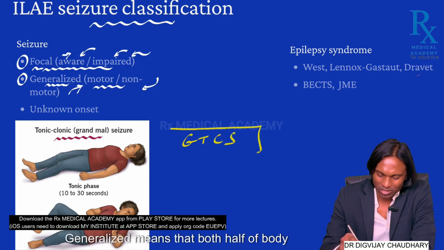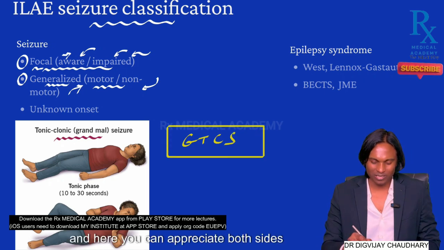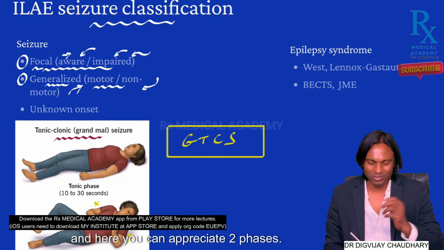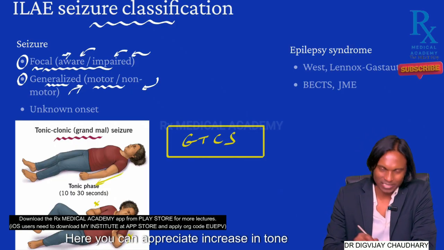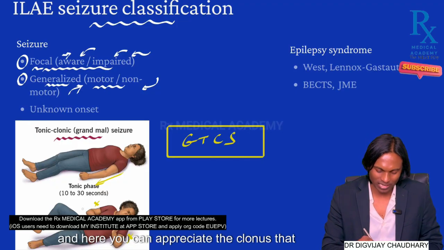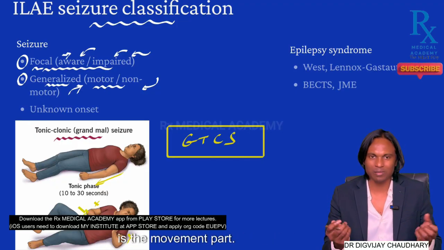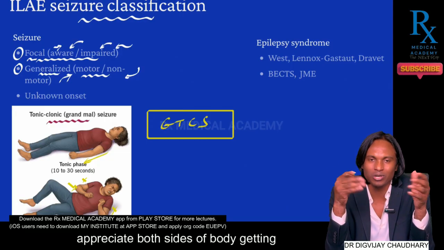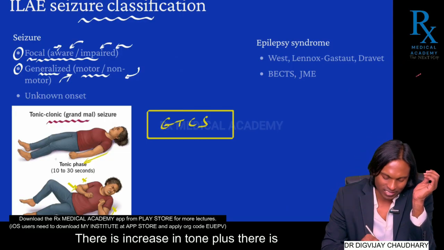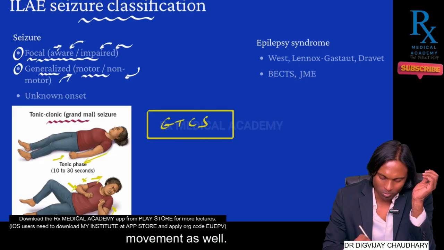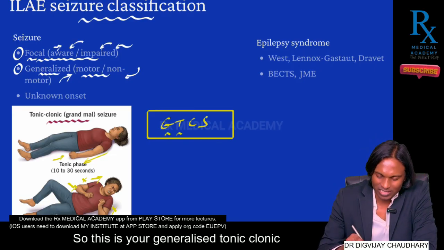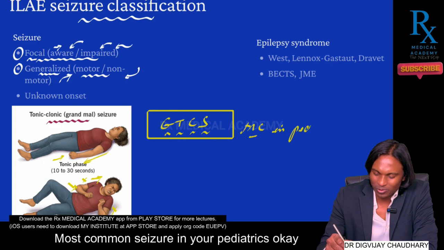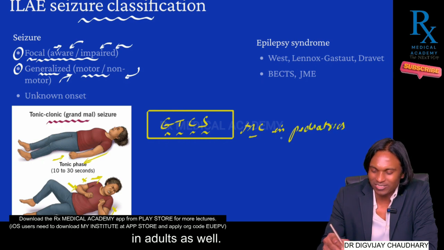Generalized means that both halves of the body will be involved, and here you can appreciate both sides getting involved. And here you can appreciate two phases. Here you can appreciate increase in tone, and here you can appreciate the clonus, that is the movement part. So in this particular case, you can appreciate both sides of the body getting involved, plus there is increase in tone, plus there is movement as well. So this is your generalized tonic-clonic seizure, the most common seizure in pediatrics, okay, in adults as well.